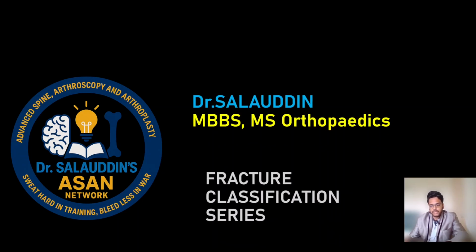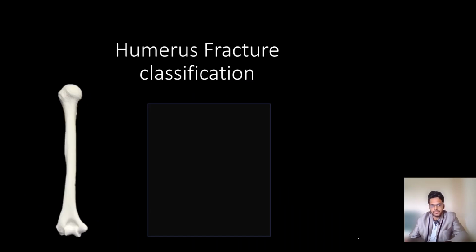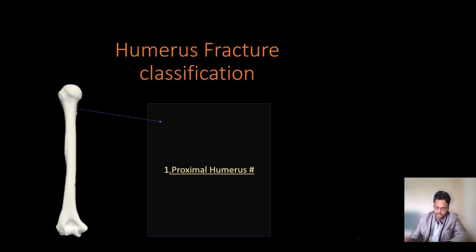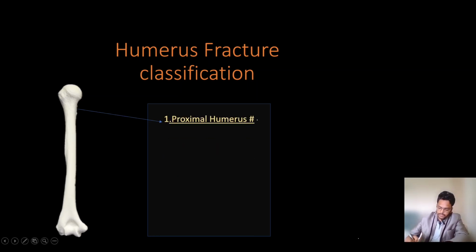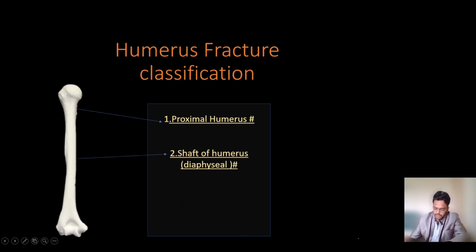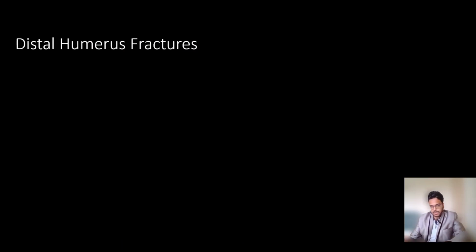Now, we are continuing with our humerus fracture classification. In humerus fracture classification, we have completed the proximal humerus fracture classification. Then we have also completed the shaft of humerus fracture classification. Now today we will be discussing the distal humerus fracture classification. Before going into the distal humerus fractures, we will be discussing a little bit about its orientation and anatomy.